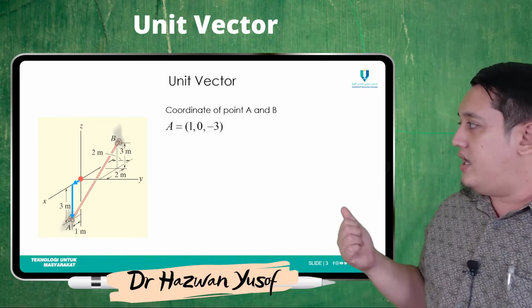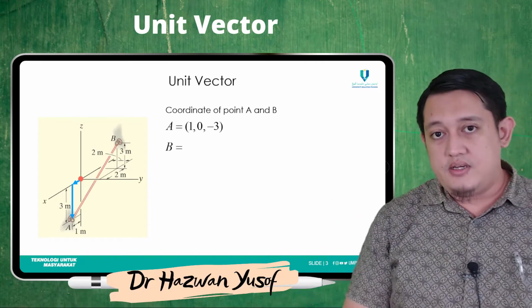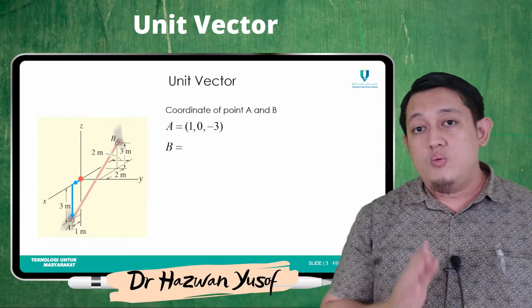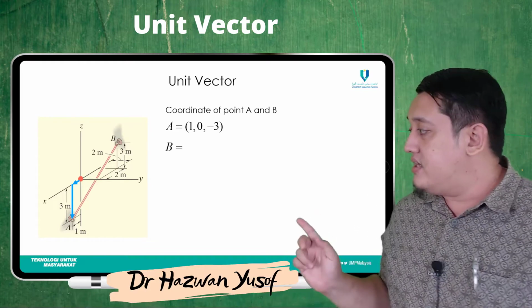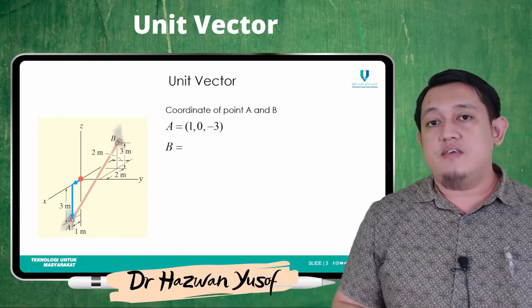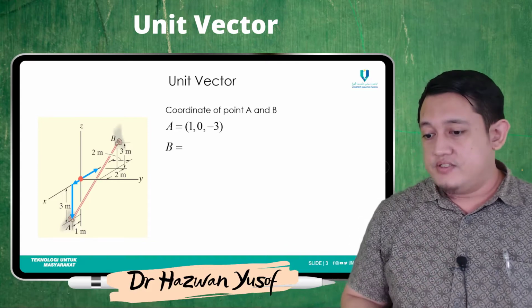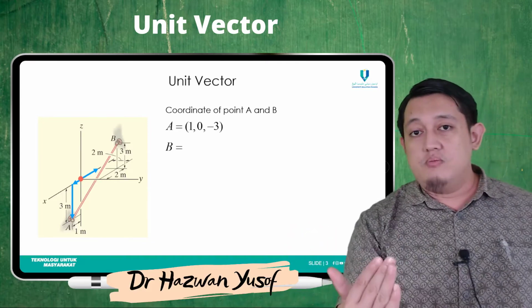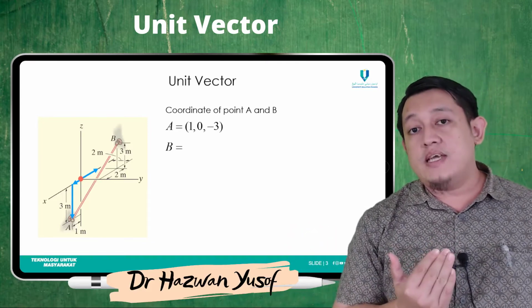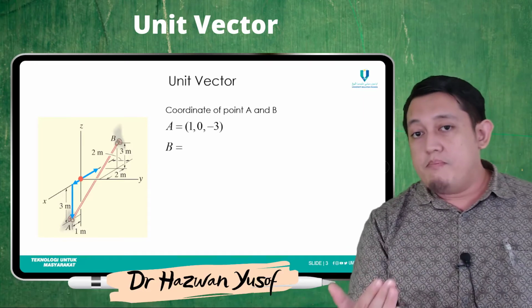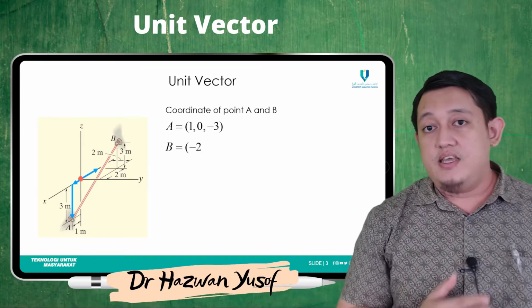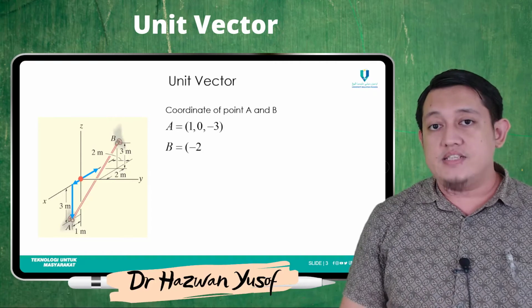Finished for point A. What about point B here? We will use the same process. We travel from that center to point B. First, let's travel in x direction. As you can see there, we move backwards for 2 meter. So backwards 2 meter means negative 2 for x.